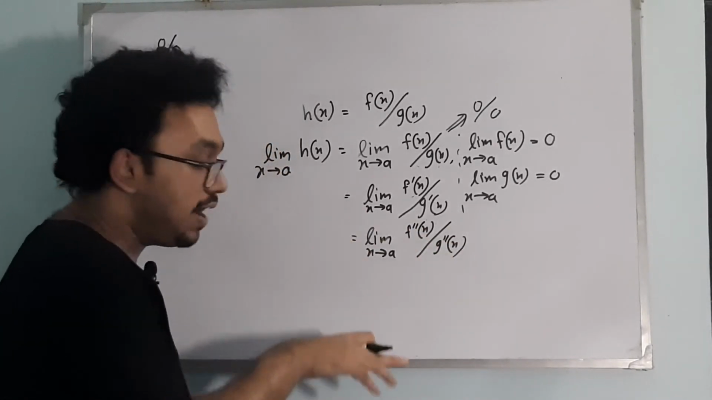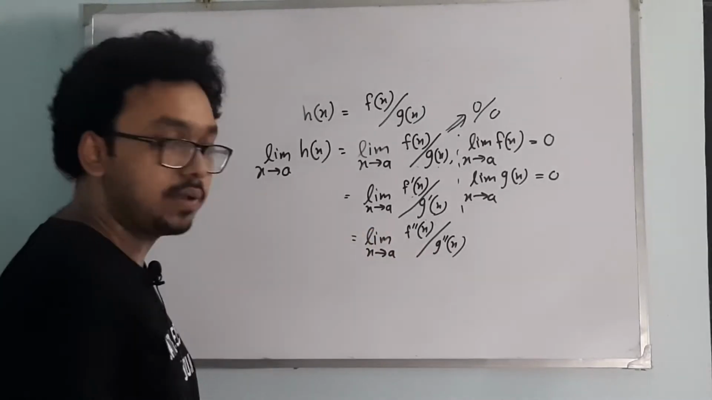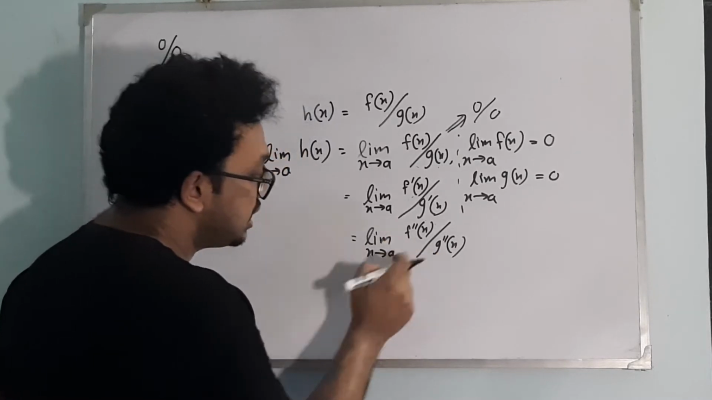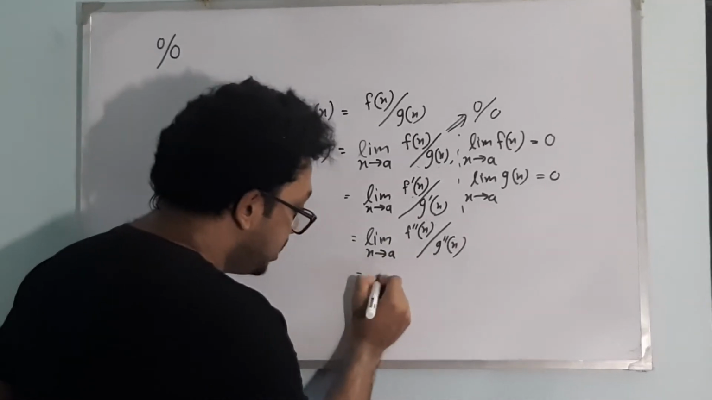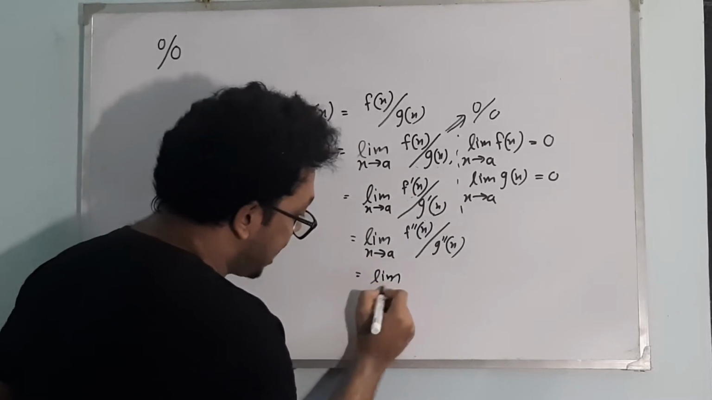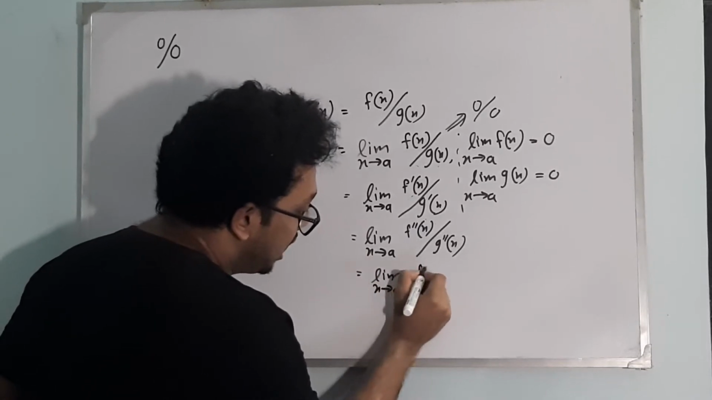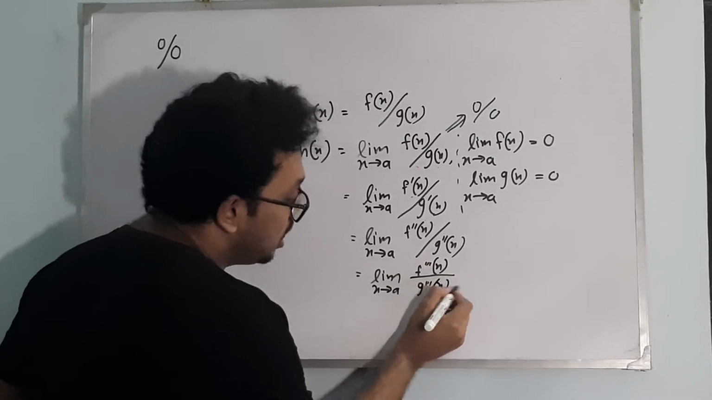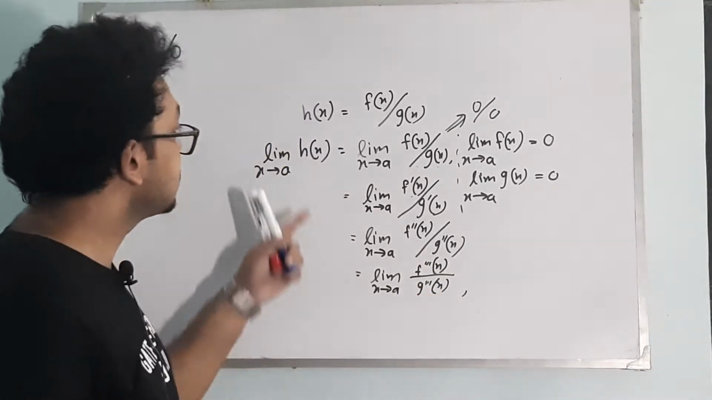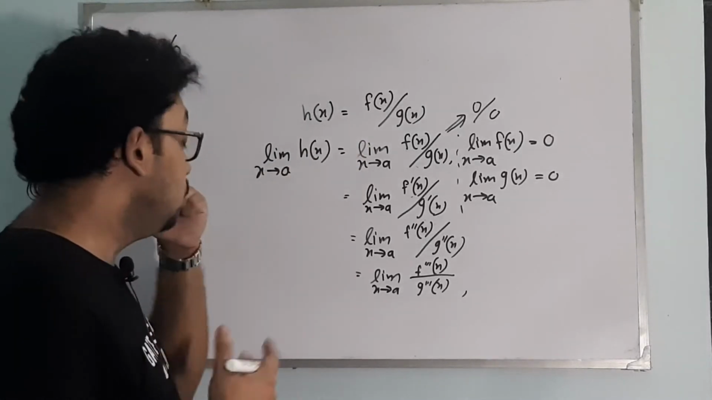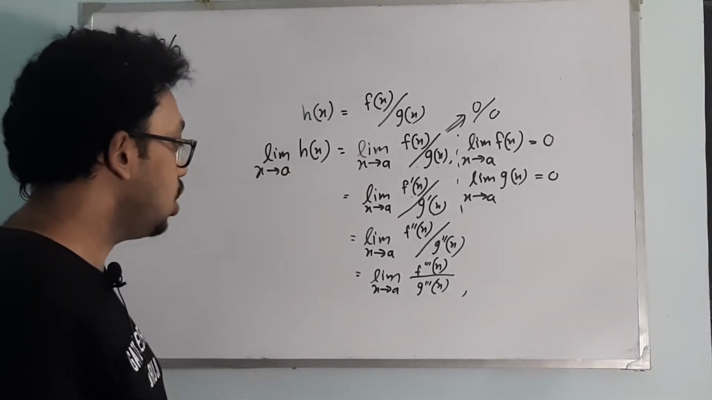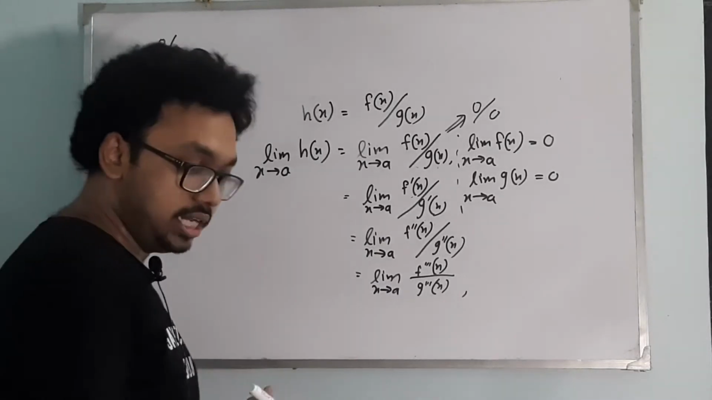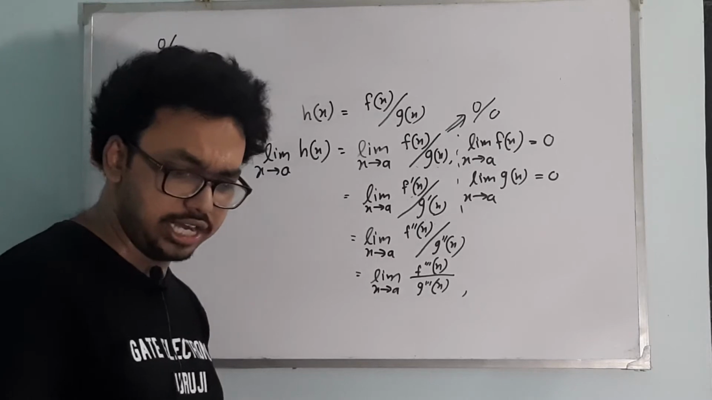If you further find that this f''(x) by g''(x) is in a 0 by 0 form, then we will differentiate f''(x) and g''(x) again, and we will say that this limit will be the same as the limit of f'''(x) divided by g'''(x), and we will continue this process as long as we are getting a 0 by 0 form. Clear? So I hope that the concept is clear. This should already be known to you, right?